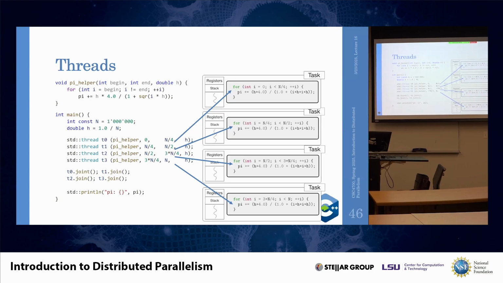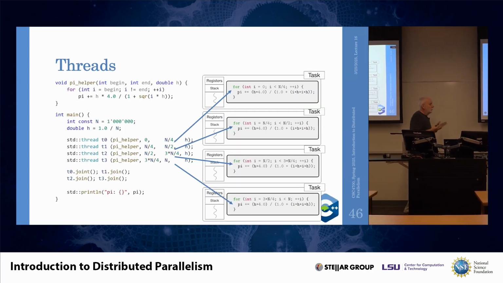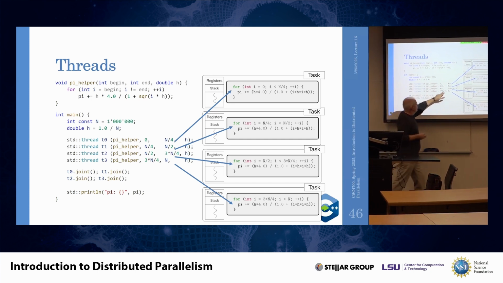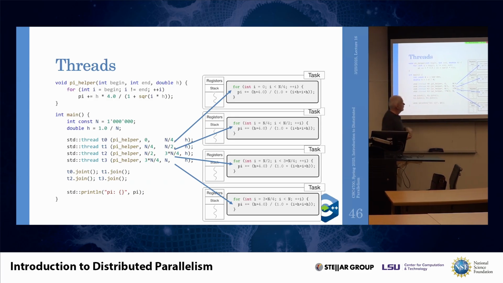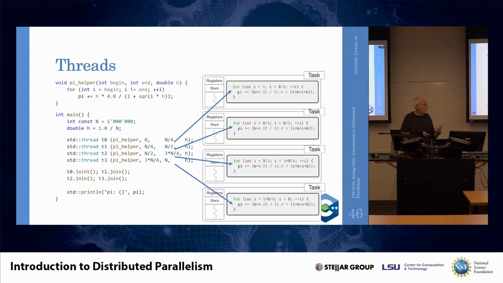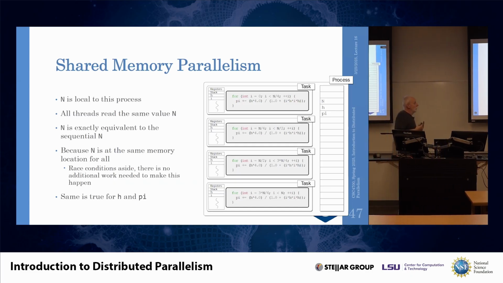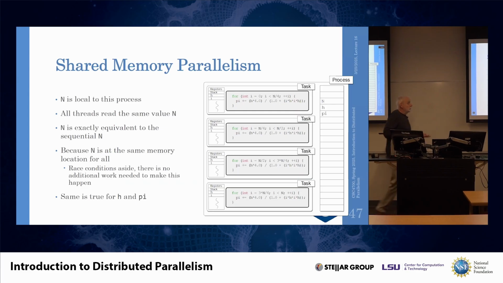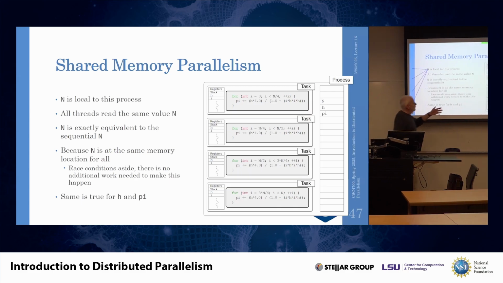Okay, so how do we get from here to here? Or another problem. Let's look at that again. If you think about it, we see that all 4 threads share the n, right? So that n is the same for all of the threads. There is no need for us to do explicit sharing because n is local to one process. All threads read the same n. N is exactly equivalent to the sequential n, obviously, because n is at the same memory location for all of them.